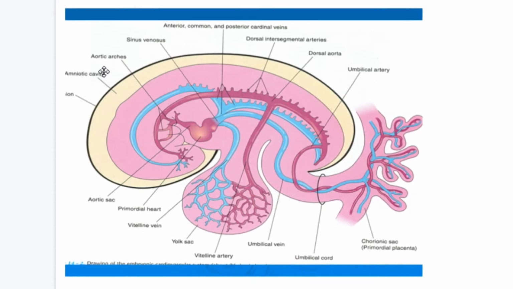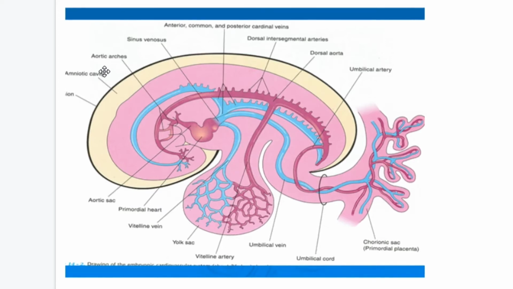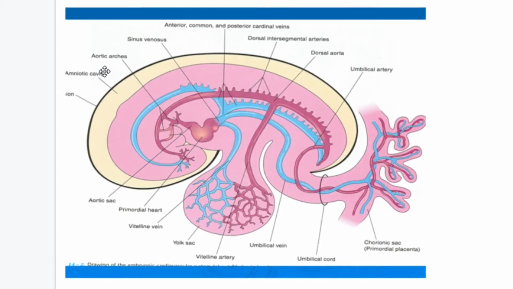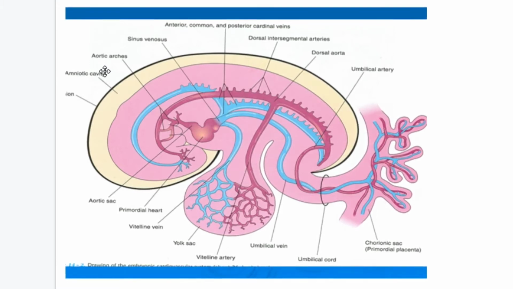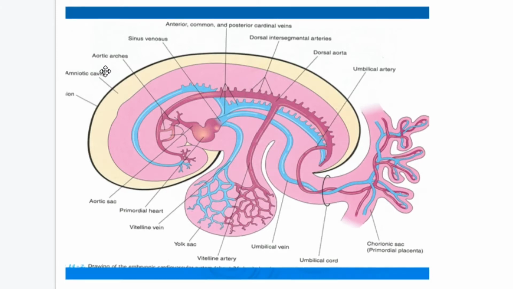And then later on, the dorsal aorta also gives rise to the sacral arteries, and the vitelline arteries that are present will be giving rise to the arteries of the foregut, midgut, and the hindgut. And the umbilical arteries give rise to the iliac and the superior vesical arteries, and then the distal portion gives rise to the umbilical ligament.